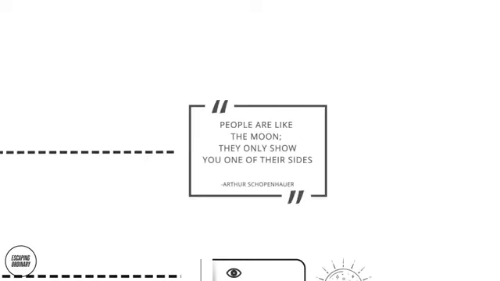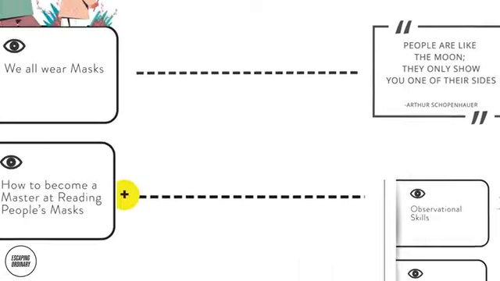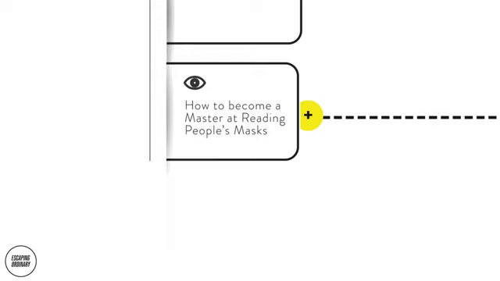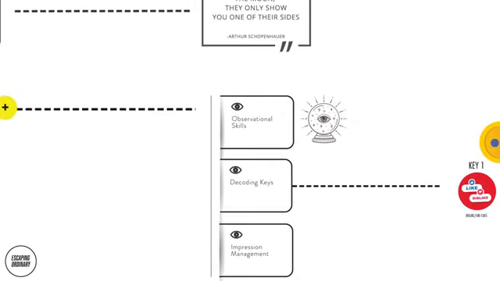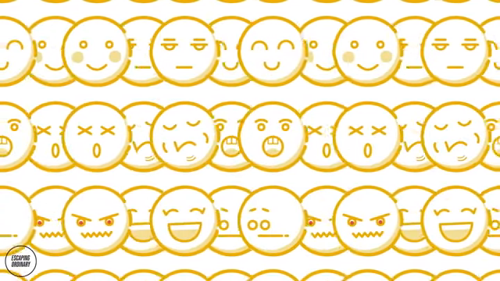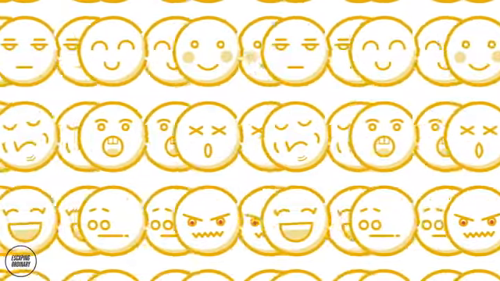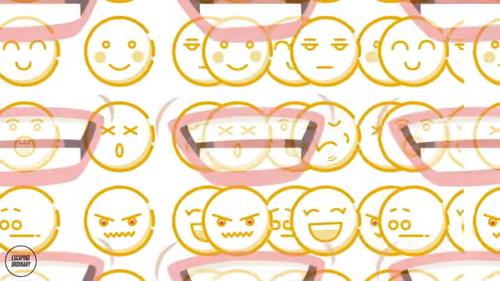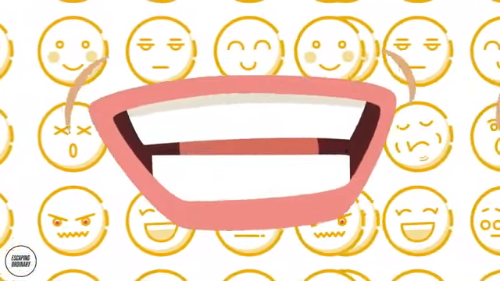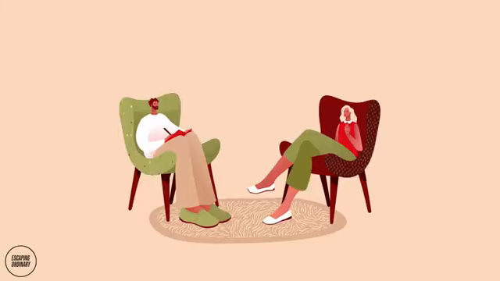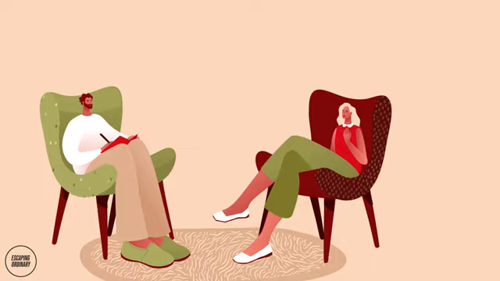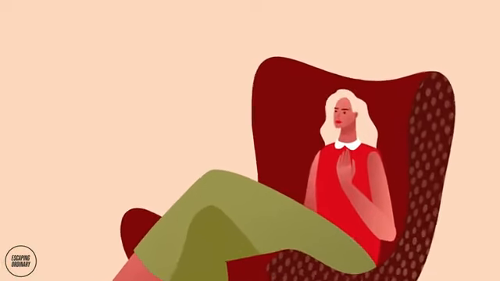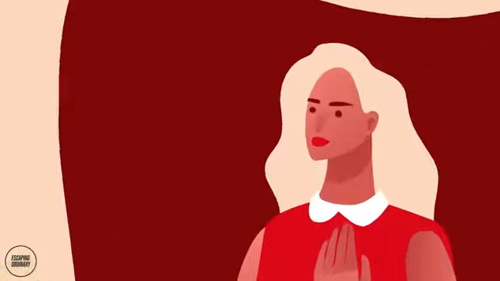"People are like the moon. They only show you one of their sides." Arthur Schopenhauer. If you want to present yourself in the most optimal way and become a master at reading others, practice these 3 skills. Observational skills. 1. When you are having a conversation with someone, pay close attention to micro-expressions. These are split-second expressions such as forced smiles, changes in the tone of voice, or body language which gives mixed signals. 2. Get to know how someone operates in normal situations or at their baseline. Then compare that to how they operate under conditions of stress or excitement.